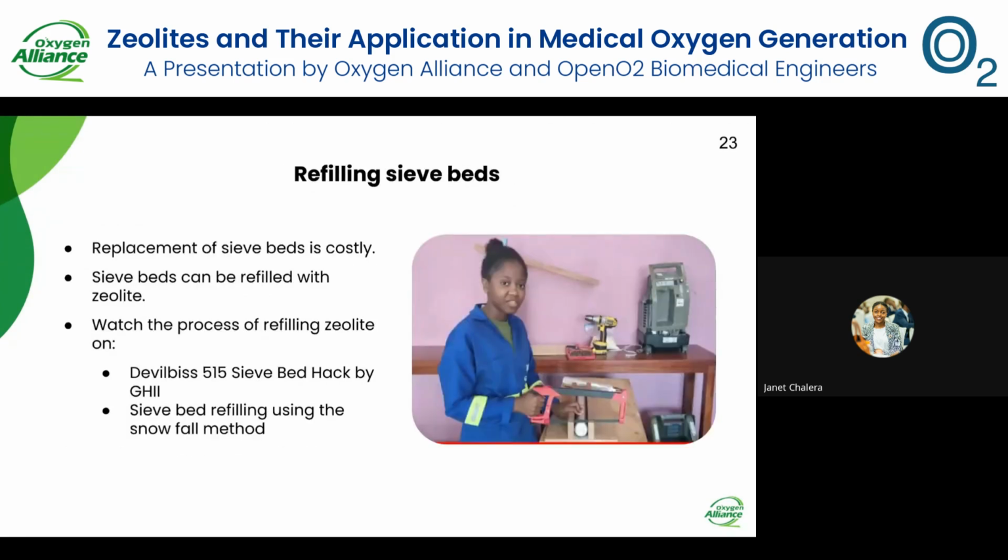Moving on, the next option you can have is to refill your sieve beds. The replacement of sieve beds can be costly. Therefore, the other option you may have is to just refill the sieve beds you already have with new zeolite. On the refilling of sieve beds as well, we have several videos on the YouTube channel. We have the Devilbis 515 Sievebed hack by JHII. We also have the Sievebed refilling method using the snowfall method. You can watch these videos to get more insight on how you can refill sievebed.